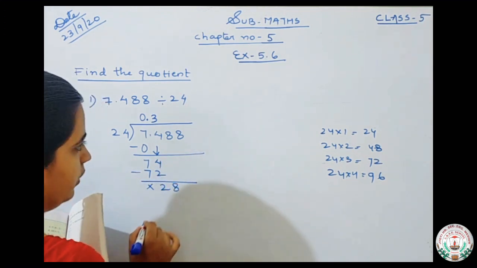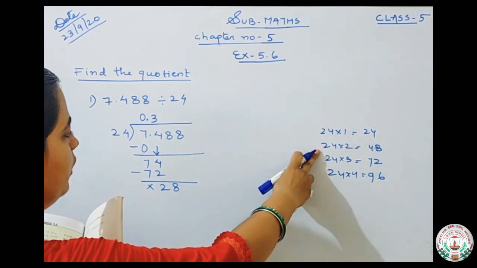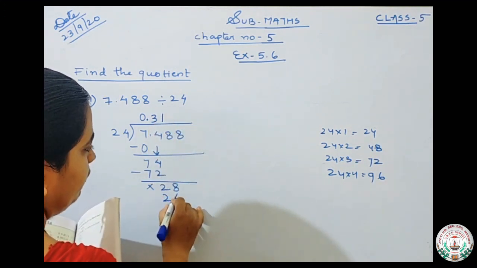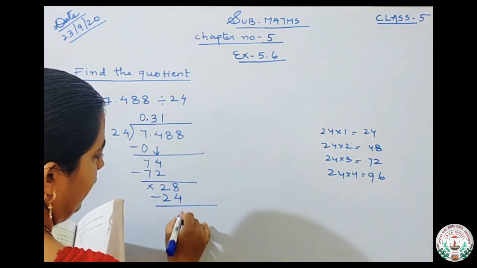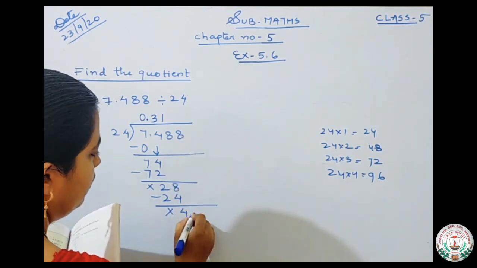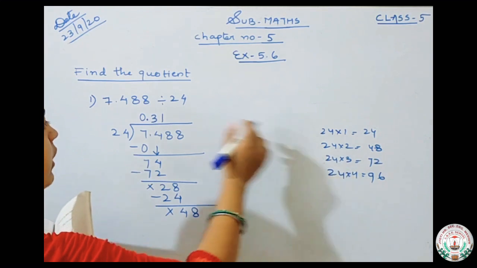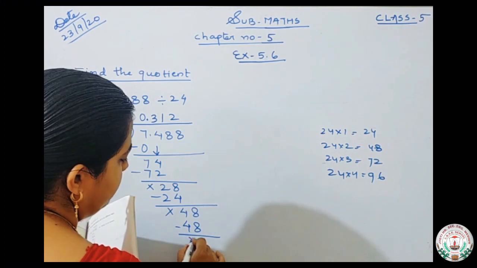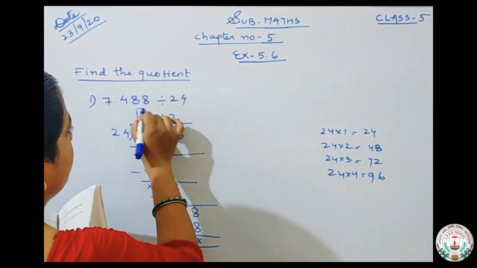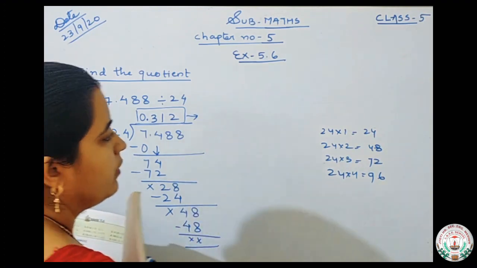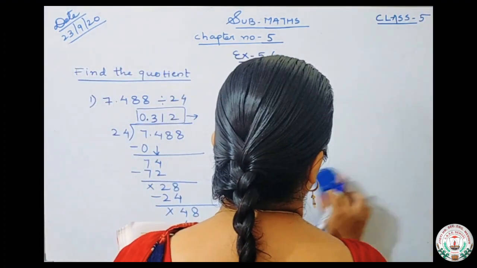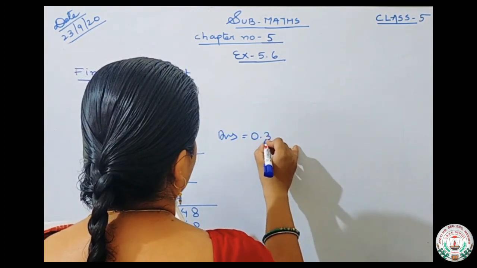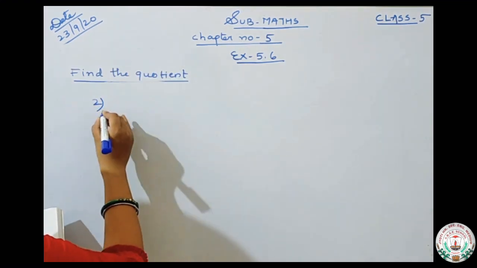Note down the next one. Next is 28. So 48. 24 2s are 48. So we will take here 24 1s are 24. Minus it. 8 minus 4. 2 minus 2 is 0. Next number is 8. So 24 2s are 48. So what you have to find in this question? Find the quotient. So quotient is this. So you will write like this. Answer is equals to 0.312.